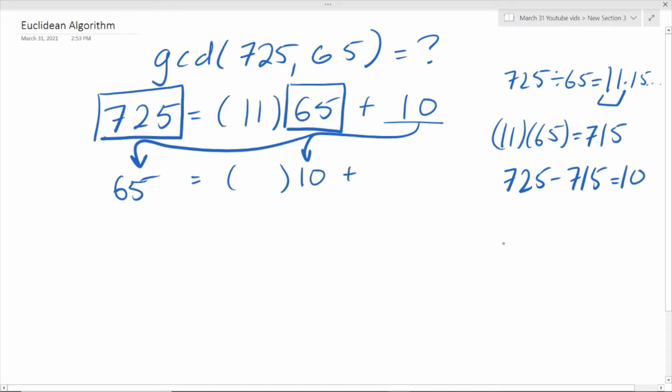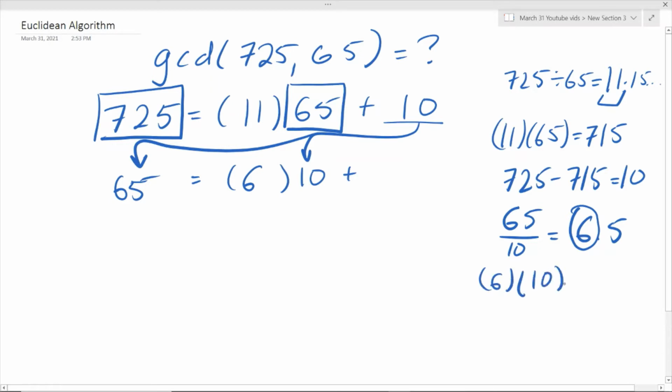Okay, so now we're going to do 65 divided by 10. Or you could write it with a division sign, it doesn't really matter. Plug that in your calculator, you'll get 6.5. Well, we're going to take the whole number of that, which is 6. So we're going to write 6 right here. Okay, well what's 6 times 10 now? We do 6 times 10 to find out what the remainder is. We get 60, that's not our remainder. Well, we're going to subtract it from 65 to find the remainder. So 65 minus 60, we get 5. So this remainder is 5.